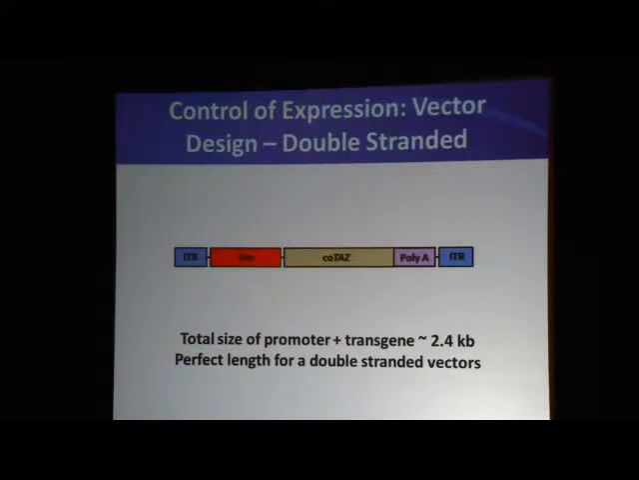So this is the perfect length for a double-stranded vector, because you do want to get up as close to that 4.7 as possible. That helps with packaging efficiency in AAV. And so we get to use double-stranded vectors, and this is really the perfect size for this.